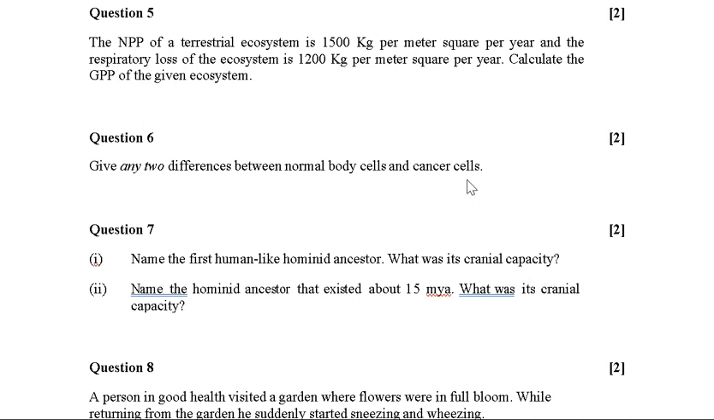This is the first point. Second difference: normal cells undergo differentiation, but cancer cells do not undergo differentiation. So I repeat, normal cells divide in a regulated manner, hence have a definite lifespan. Cancer cells divide in an unregulated and uncontrolled manner, hence lifespan is not definite. Normal cells undergo differentiation, but cancer cells do not. They asked for two differences, so I mentioned two points here.